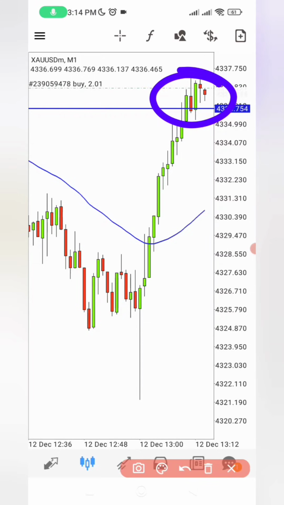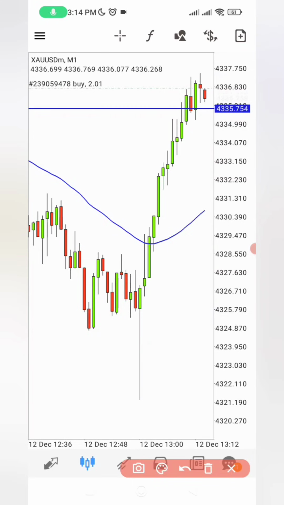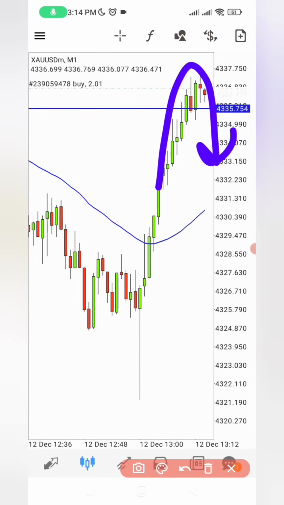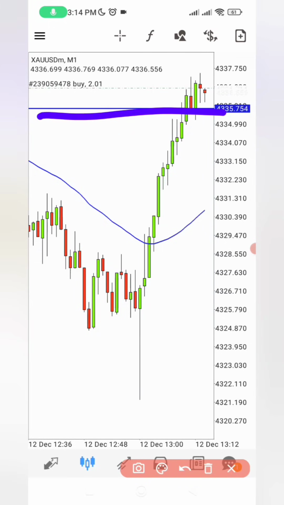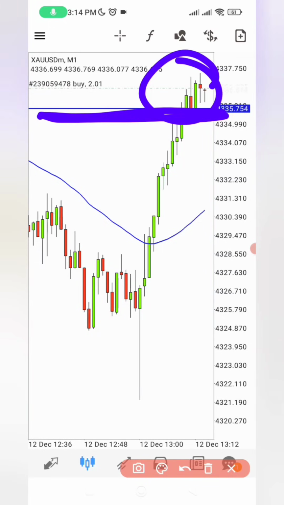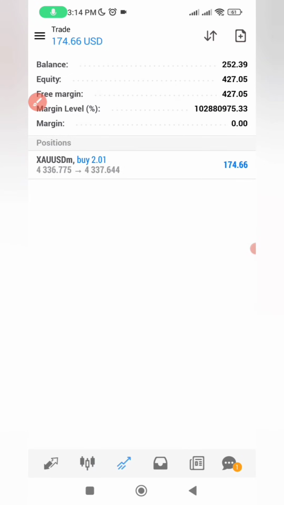Even though now we can see the red candles, it means that the momentum we had right here, where gold was going up sharply, is now dying. So maybe very soon we can start to see the market going down. This is the level that we have right here. When the market is above it, we are still going up, but if it starts to go below, then we have to turn.